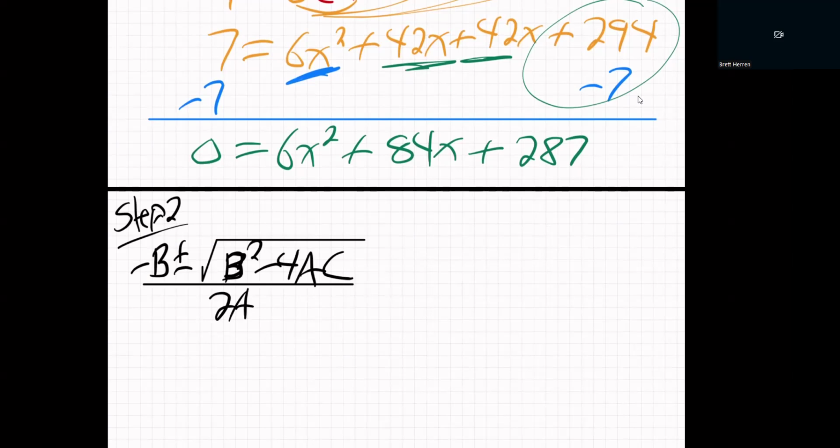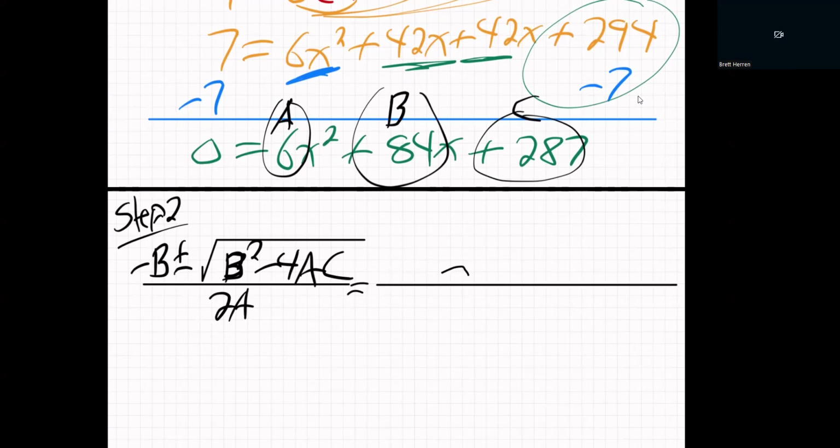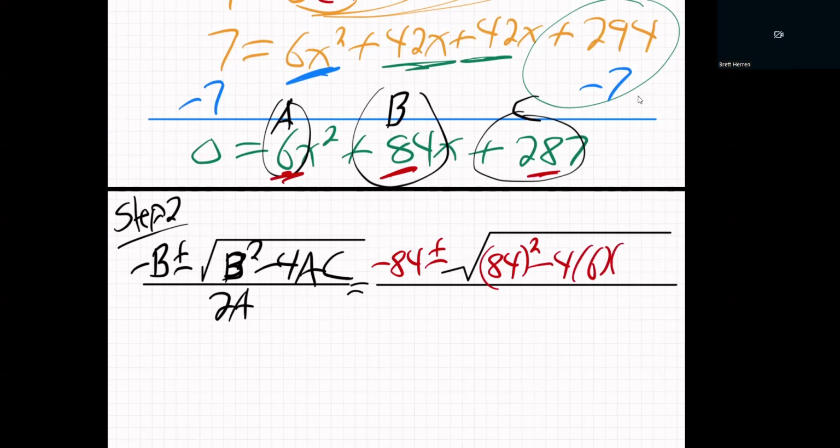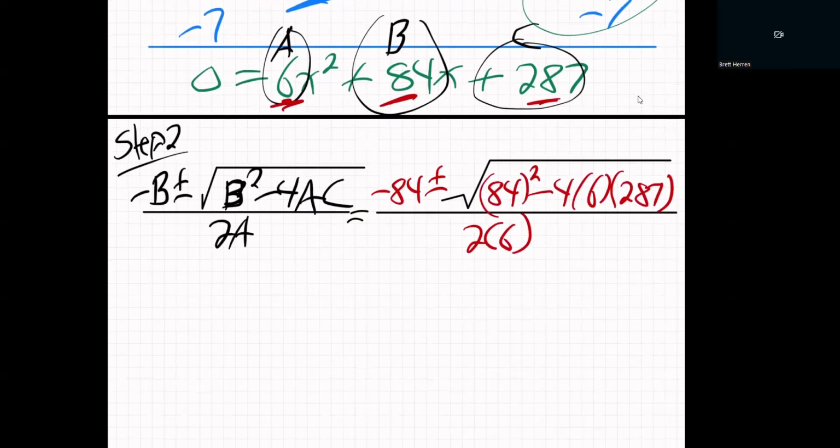So here we go. A is the 6, B is the 84, C is the 287. Negative B, B is 84, so negative 84 plus or minus the square root of B squared minus 4 times A times C. This is awful. All over 2A.